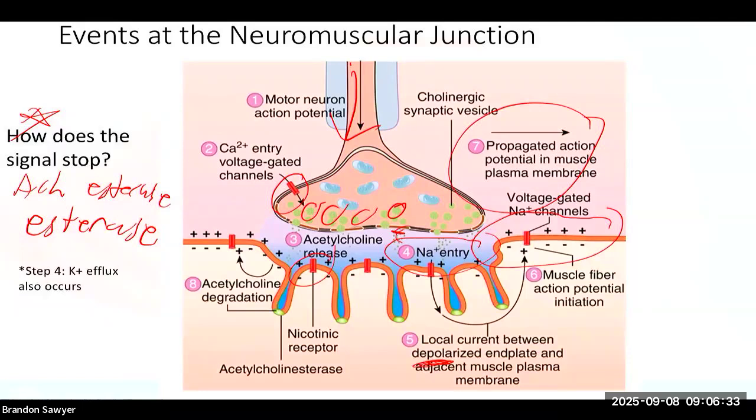So the action potentials are stopping, which makes us not release more. And then we're also breaking down acetylcholine. And that's what this is. Yeah, I guess I didn't need to write it because it was right there. But acetylcholine esterase right there. Okay, questions on that? Yeah, go ahead.